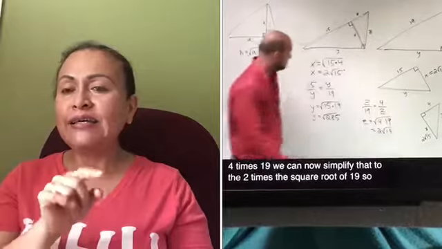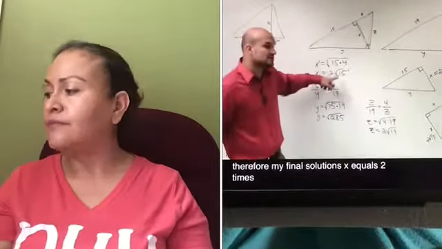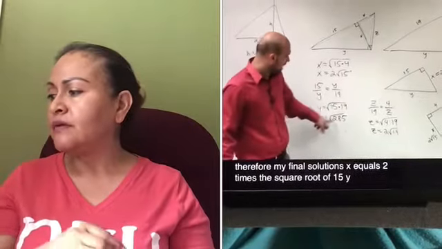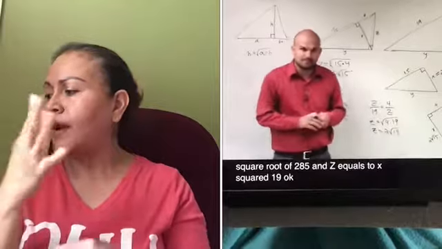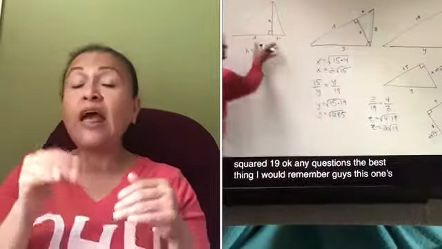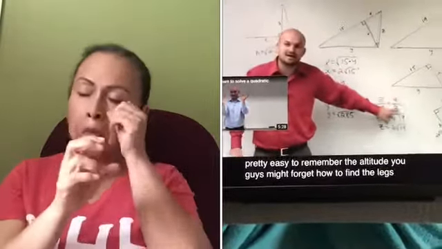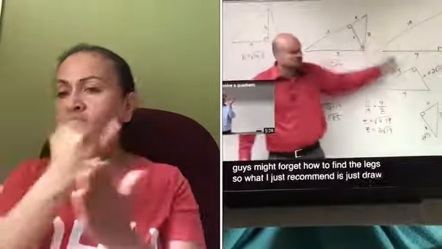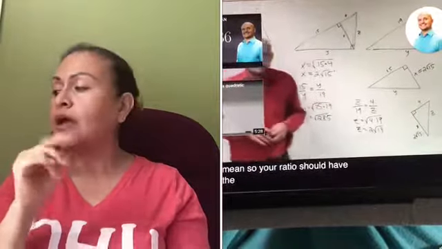So therefore, my final solutions: X equals 2 times the square root of 15, Y equals the square root of 285, and Z equals 2 times the square root of 19. Okay, any questions? The best thing I would remember, guys, this one's pretty easy to remember, the altitude. You guys might forget how to find the legs. So what I just recommend is just draw the 3 triangles and set up your ratios. Just remember when you're setting up your ratios, you're going to be finding the geometric mean. So your ratio should have the same means on their cross product.